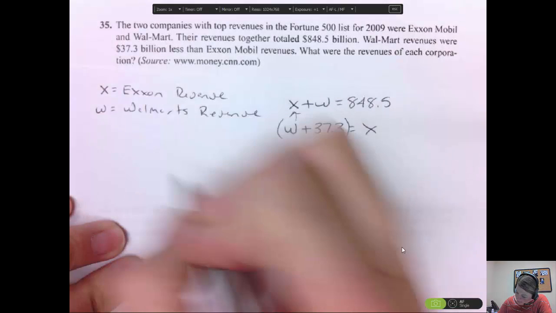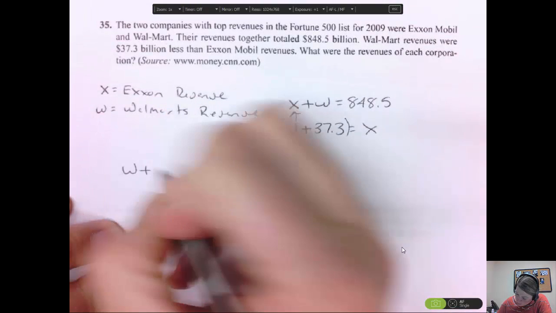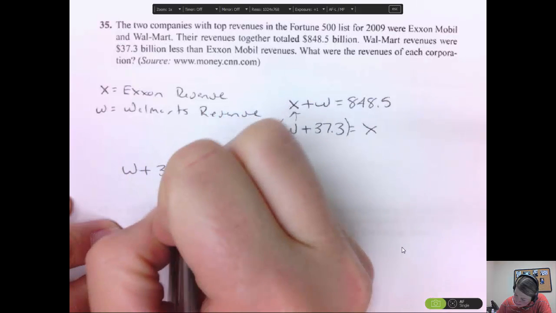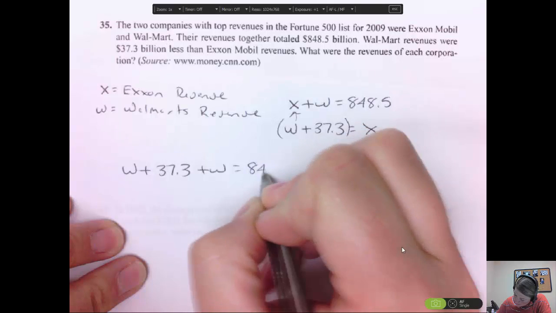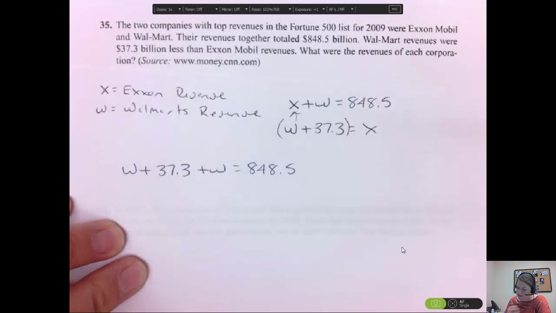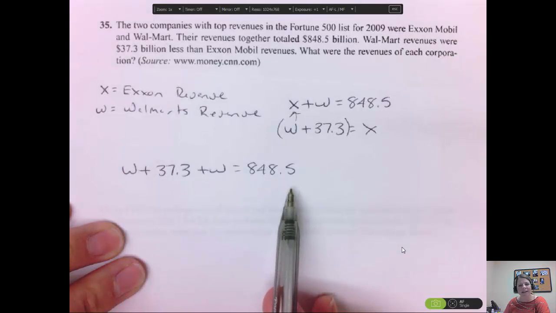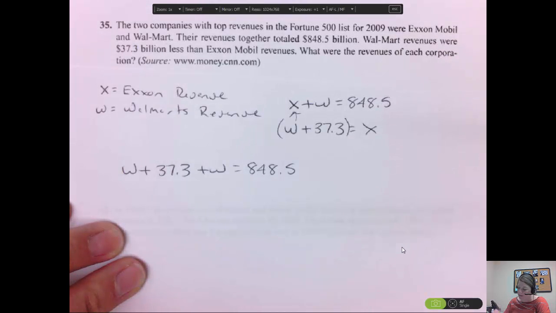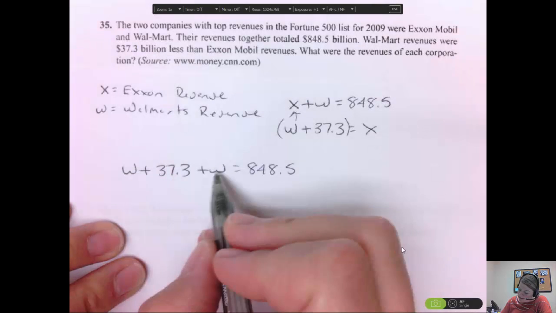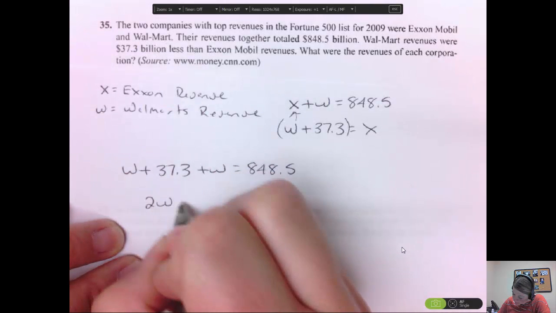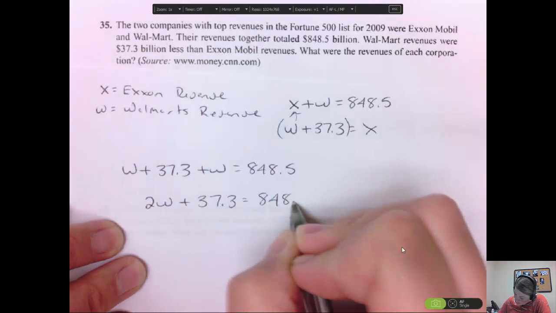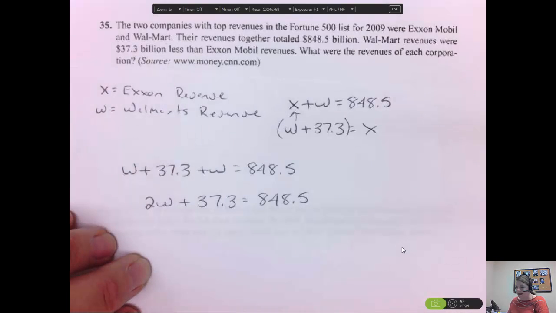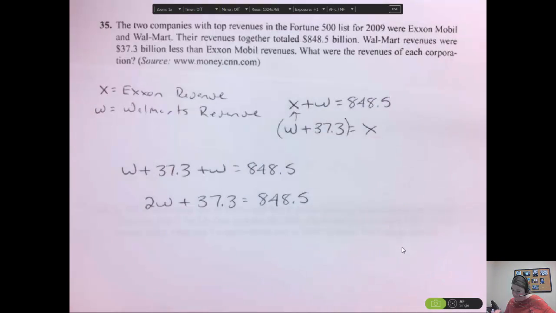So I'm going to write that out. That would make Walmart plus 37.3 plus Walmart equal 848.5. So I substituted that in for X. Some of you could have just thought of this instantly. It really depends on how you think through the problem. Then from here, W plus W is 2W.